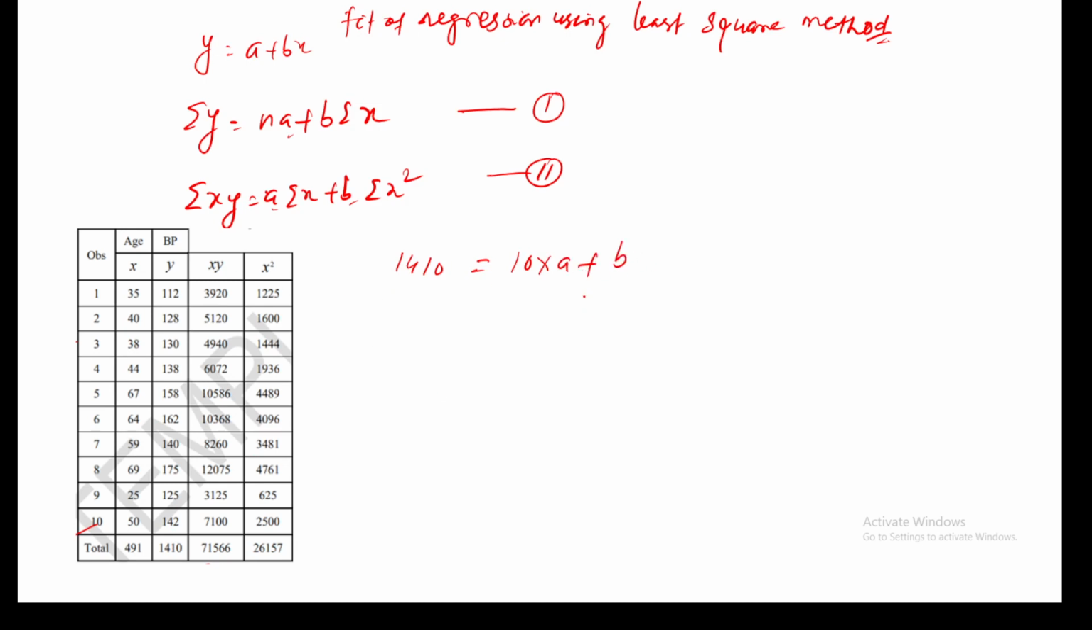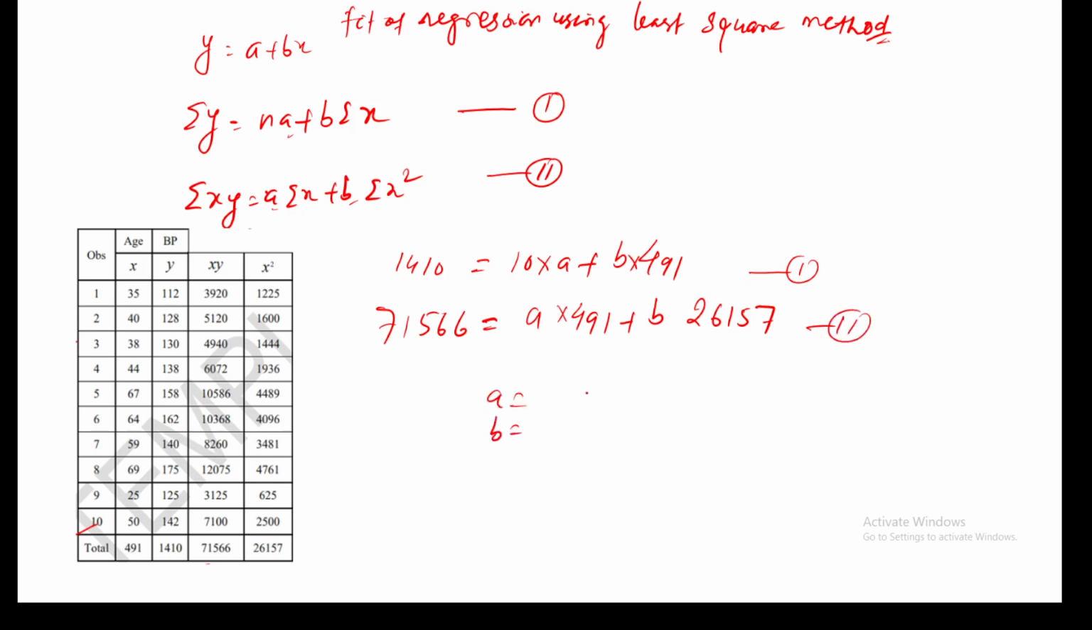Sigma x we know, 491. Sigma xy is 7566, equal to a we don't know, sigma x we know, how much? 491, plus b, summation of x square we know. Can anyone solve and tell the value of a and b? One equation, two equations, what is the value of a, what is the value of b? Whether we are getting the same or not, we'll check with that.